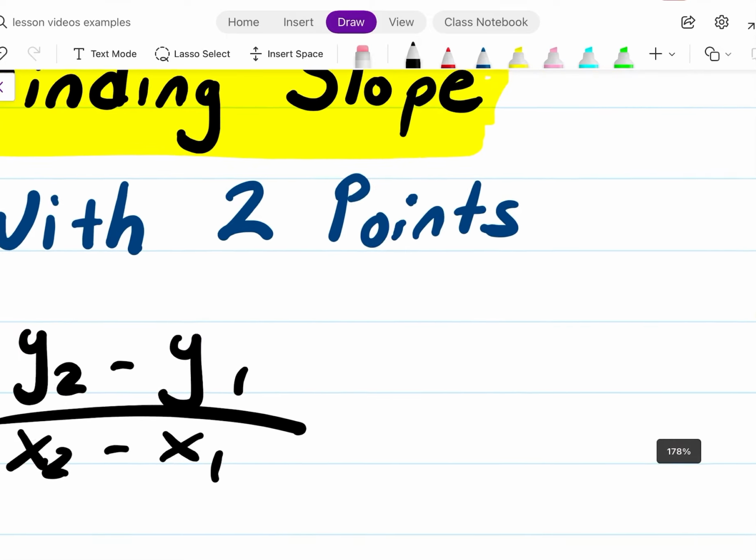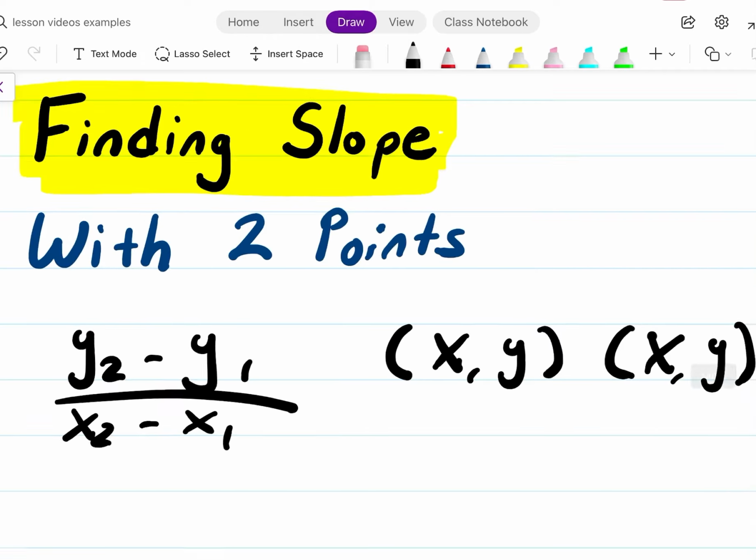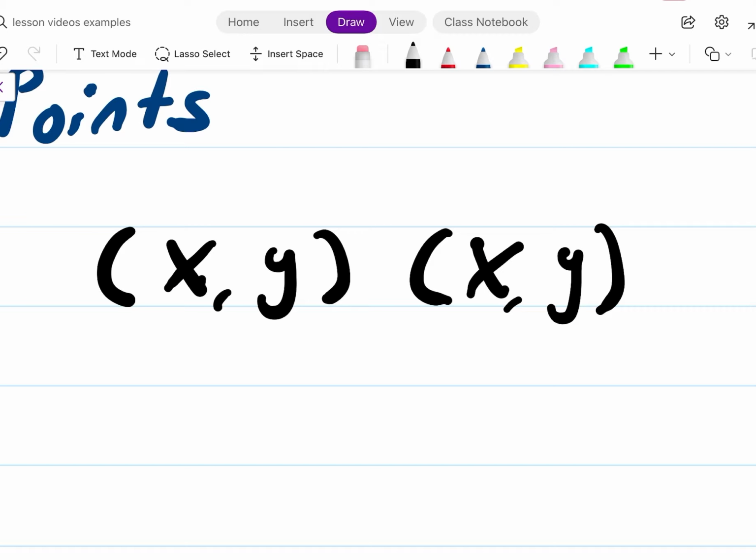If you were given 2 points, we have the x and y of one point, the x and y of another point. If you're ever curious which one comes first, think about saying the alphabet. You may have to go 25, 26 letters in for some of you, but if you say the alphabet, you come to x before you come to y. X, Y, Z. So the first number will be the x value, the second number would be the y value.